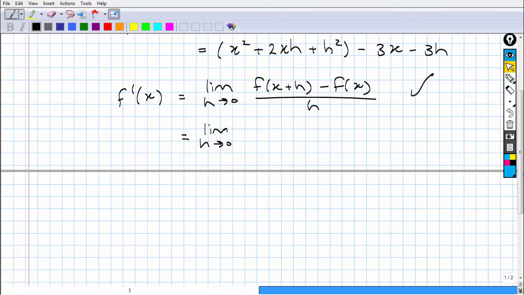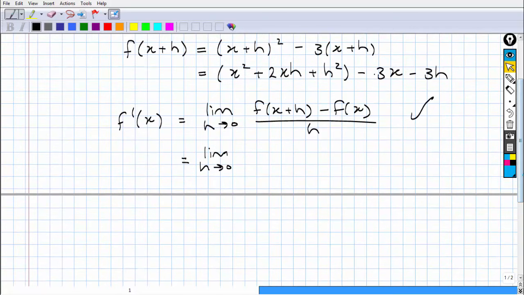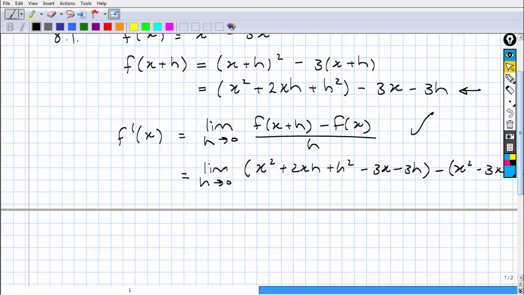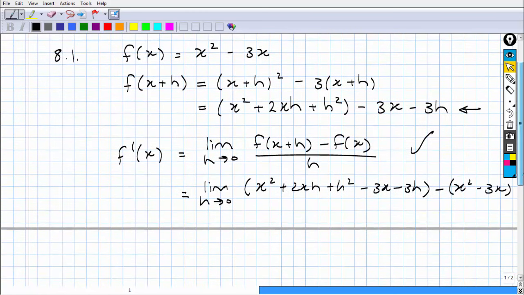And you substitute your f of x plus h. But we know what f of x plus h is. That's this thing. We've just worked it out. So we literally substitute it in, put brackets. It's x squared plus 2xh plus h squared minus 3x minus 3h, minus f of x. Keep your brackets, always put brackets, x squared minus 3x. And you'll notice how much space we saved by working it out beforehand. If you had to do that all in this, it just becomes a mess. It's horrible. It's just not nice.